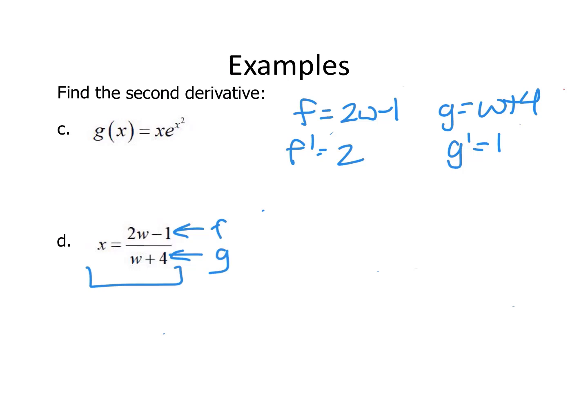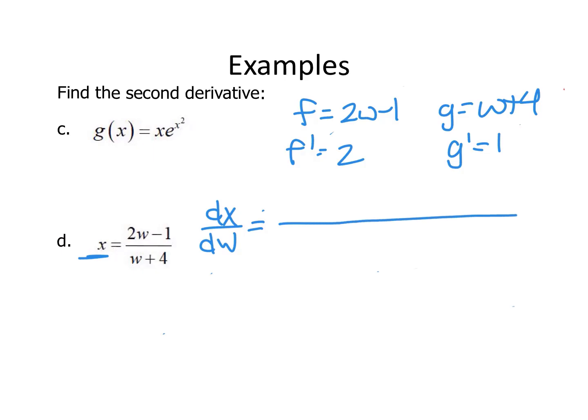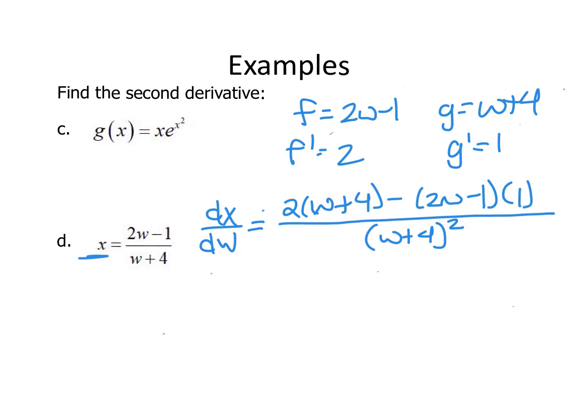Plugging this into my derivative rule for the quotient rule, I'm going to have dx, so it's using that Leibniz style notation, dx dw is going to be, I'm going to put a big fraction bar here, w plus 4 squared in the denominator, and in the numerator I'm going to take f prime, which is 2, times my g, which is w plus 4, minus f, which is 2w minus 1, times g prime, which is 1.